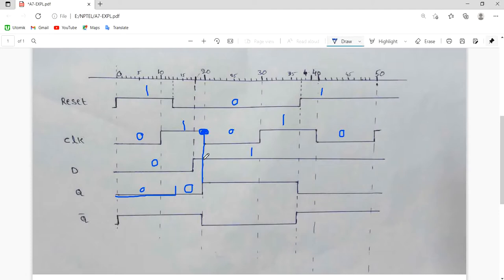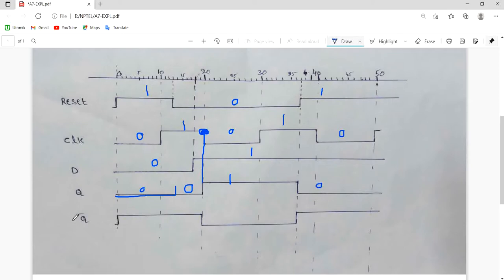From t equals 20 onwards, the output is the applied input. The applied input is D. Here D after 20 is 1. So the output is 1 here. And at t equals 37, the reset goes to high, so the output will be null. So here the output is 0. From 37 onwards, the output is 0.